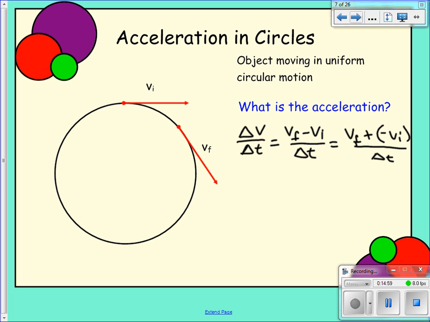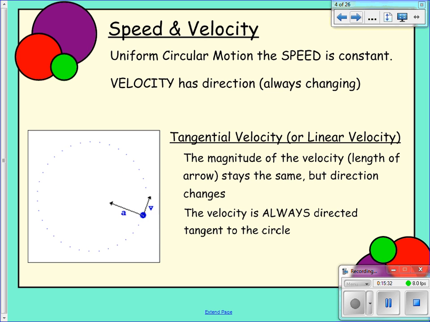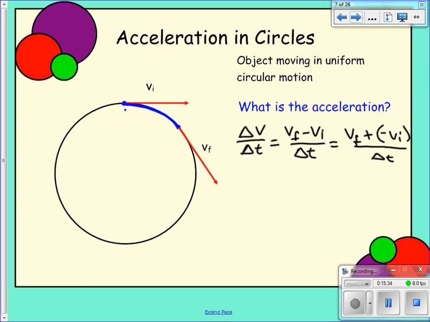Okay, so now that we know that, I'm going to take my final velocity vector, which is right here, and I'm going to add to it the negative of my initial velocity vector. And what we're ultimately trying to find is when the object goes from this point on the circle to this point, during that motion, where's the acceleration pointing? Now, you might remember from the animation a couple slides before, acceleration always points towards the center. We're going to prove that right now.